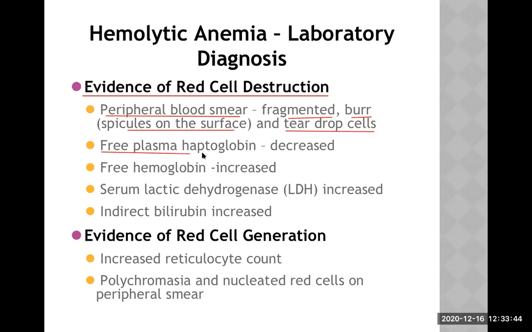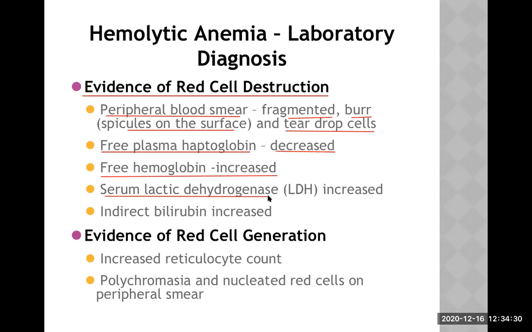If the free plasma haptoglobin is decreased. Haptoglobin is the carrier protein for free hemoglobin. Now see what is happening to the free hemoglobin here. It is increased in hemolysis because RBCs are destroyed, hemoglobin is released outside, and that free hemoglobin increases in the blood. Haptoglobin binds with this free hemoglobin, so the level of free plasma haptoglobin is decreased. We can consider this an important feature of hemolytic anemia.